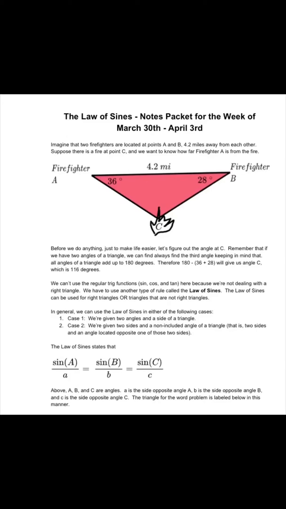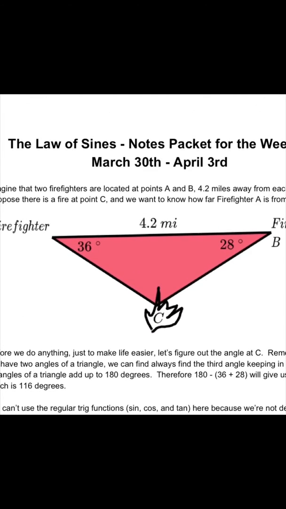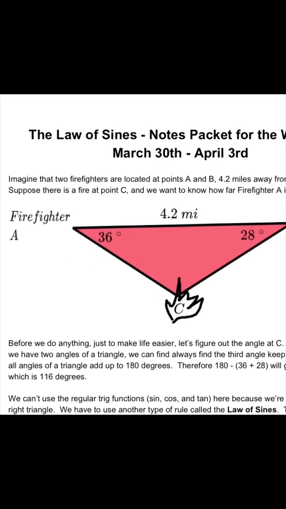Now, how do we actually solve for the distance between the firefighter, which is firefighter A, and the fire at C? Well, we can't use SOHCAHTOA in this case just because we're not dealing with a right triangle. However, we can use a new rule called the law of sines. The law of sines can be used in a couple different cases. The first case is the case in which we're given two angles and a side of the triangle, and that's exactly what we have here. We've been given two angle measures, which are the 36-degree angle and the 28-degree angle, and a side length. We're also given the 4.2 miles as a side length.